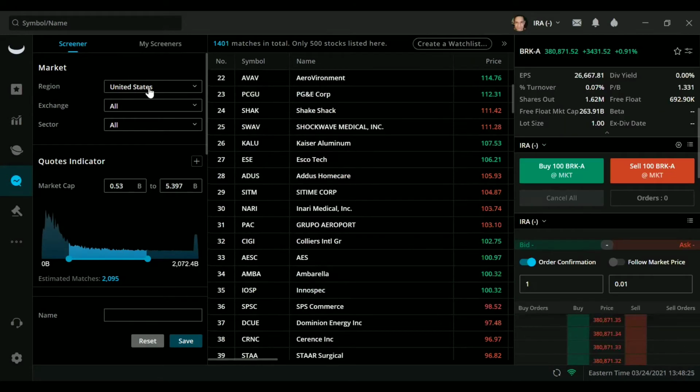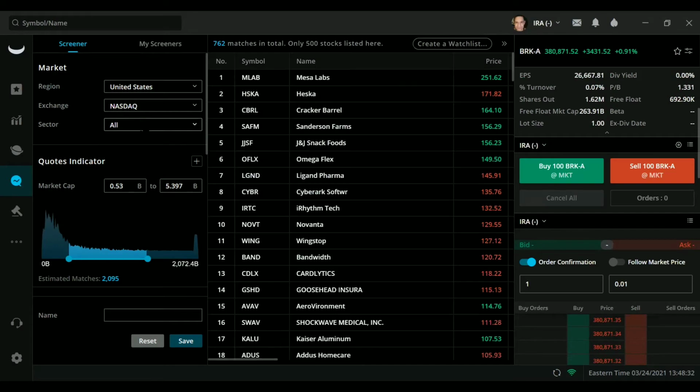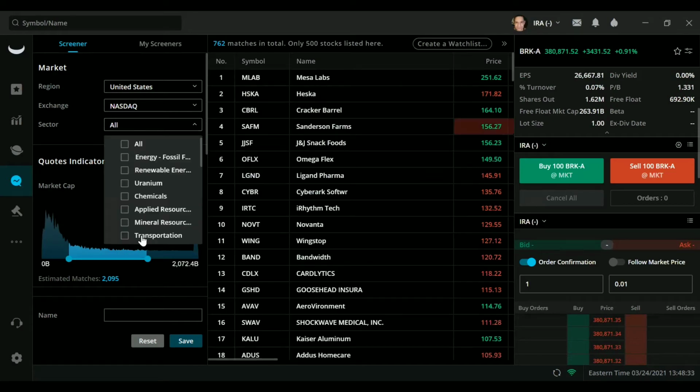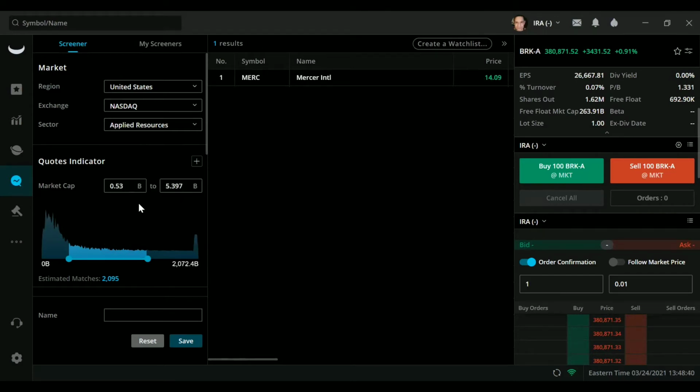So if you wanted to search for stocks, you can go in here and choose what exchange you want. If you want them all, let's say you just want the NASDAQ, just as an example. And if you want a specific sector, let's say applied resources, and you want a market cap from 0.53 billion to 5 billion, that's the only stock that comes up.